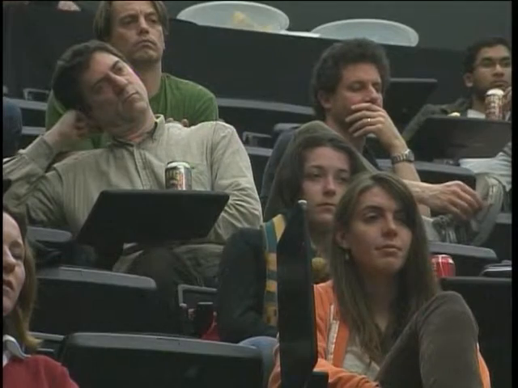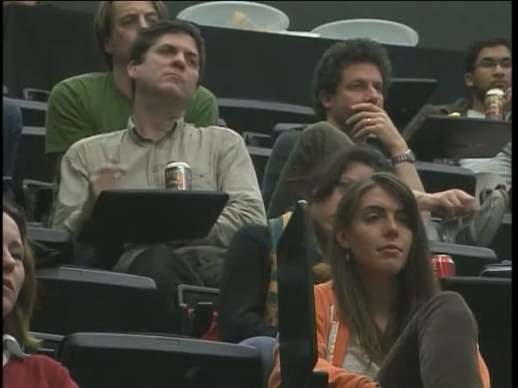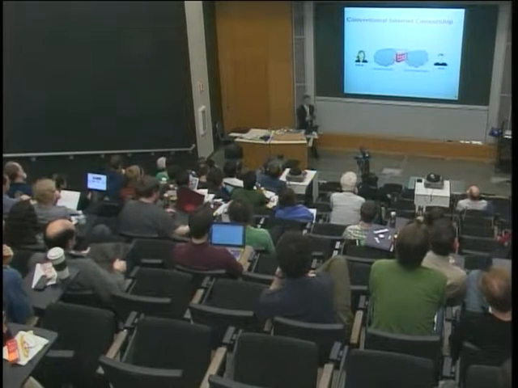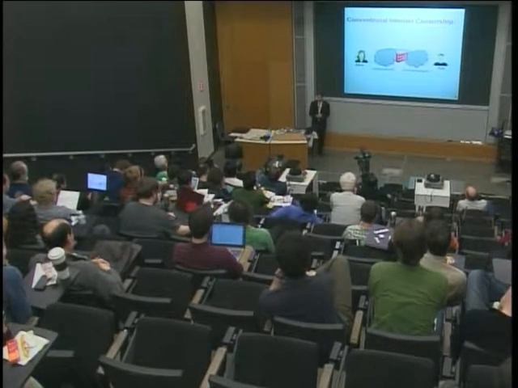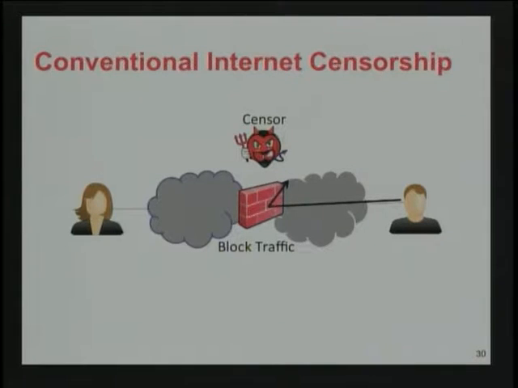So just to give you a toy picture of what this looks like before jumping into the details, right? Alice wants to talk to Bob, and there's some firewall in between these two parties that's trying to prevent them from talking. And we typically call that party a censor, and that censor might block traffic, right? That's something that we all really understand.